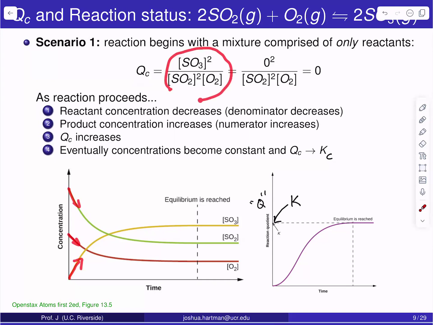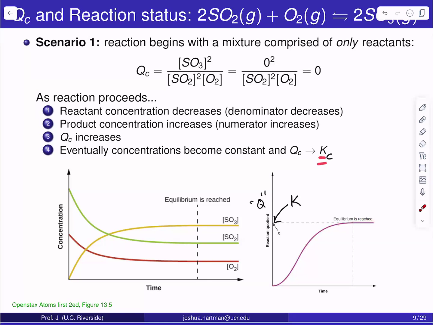Because of our products over reactants ratio here in the definition of QC, that means that the reaction quotient is going to increase. And as the reaction proceeds, we are eventually going to hit equilibrium where the concentrations of our reactants and products become constant. The point at which that occurs corresponds to chemical equilibrium, which over here is going to be seen as that reaction quotient no longer changing in time. It will increase until it flatlines and becomes equal to K.